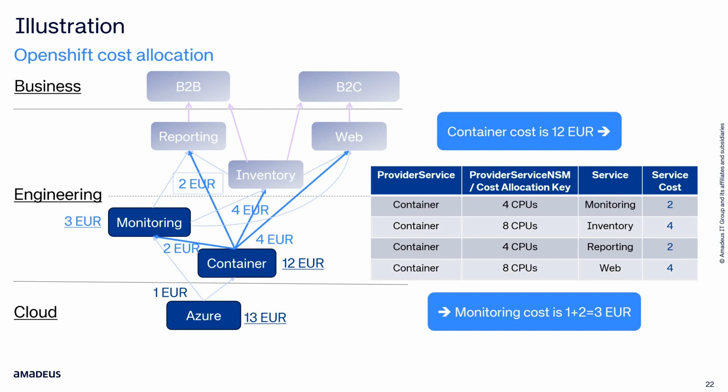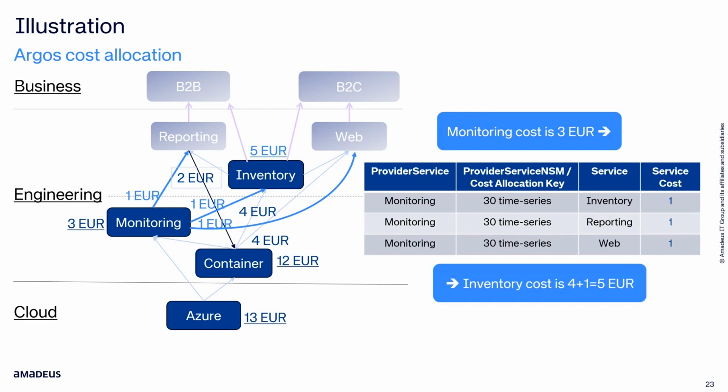The cost of the monitoring service is now final. It's 3 euros. Let's allocate these 3 euros. The same logic applies here, with the NSM of monitoring being the number of time series. For simplicity, let's assume that inventory, reporting, and web consume each the same number of time series. Consequently, the monitoring costs are reallocated equally between inventory, reporting, and web.